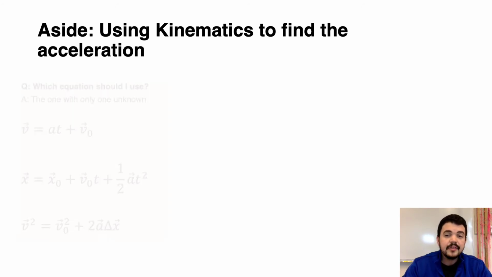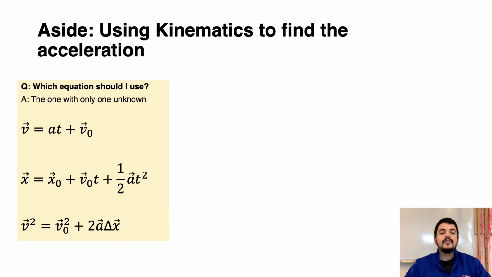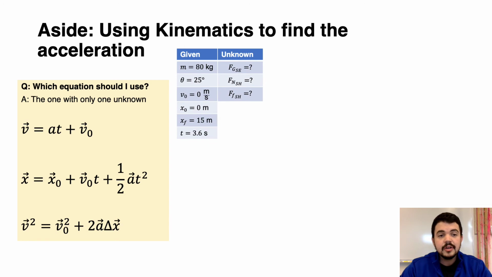I'll remind you that there were three main kinematics equations that we came up with through our labs and through looking at graphs. We had an equation for the velocity, an equation for the position, and a relation between the velocity and position which didn't depend on time. Which is going to be the useful equation here? It's the one that only has one unknown value. So let's bring our givens up onto the screen again so we can remind ourselves what it is that we do know. And let's go through that first equation.